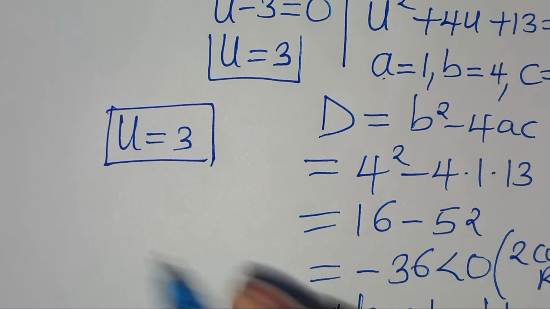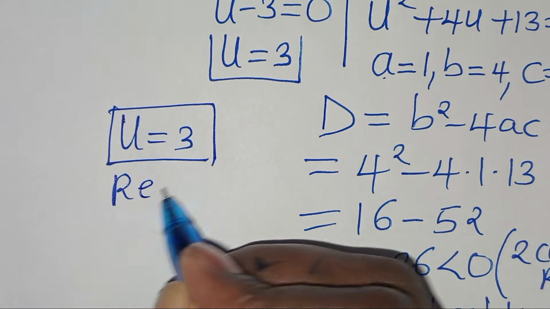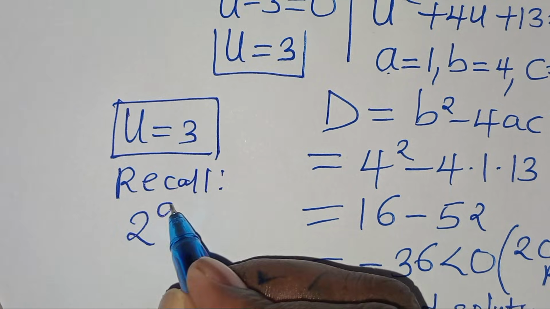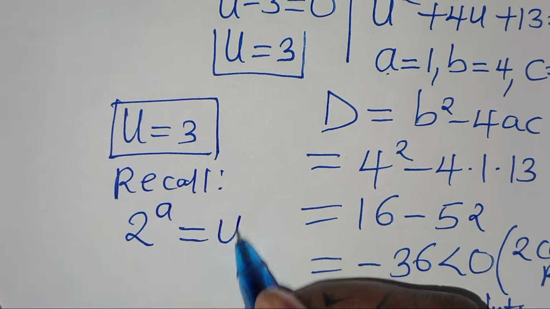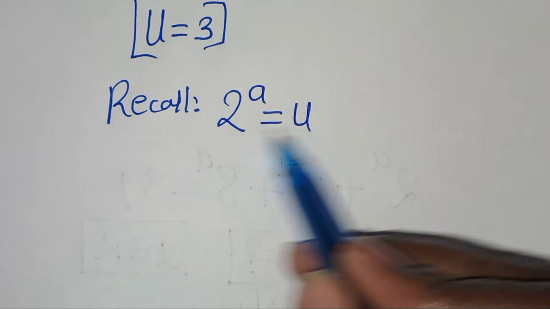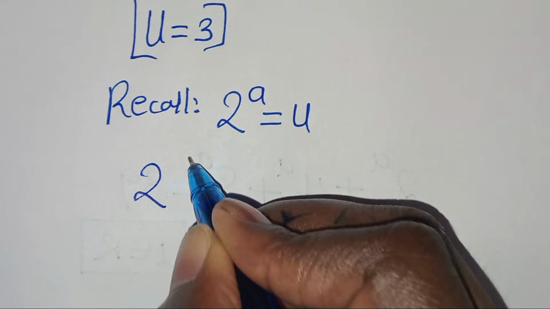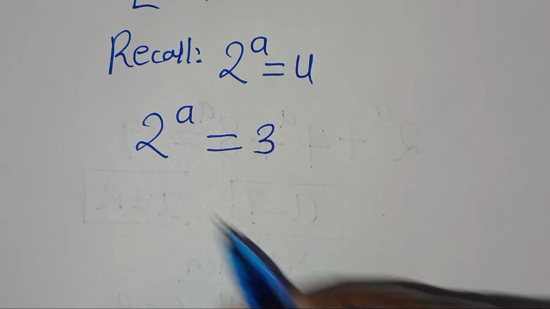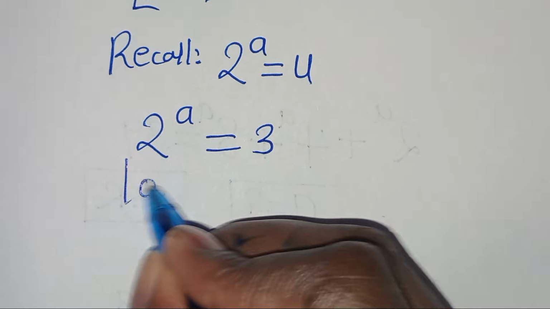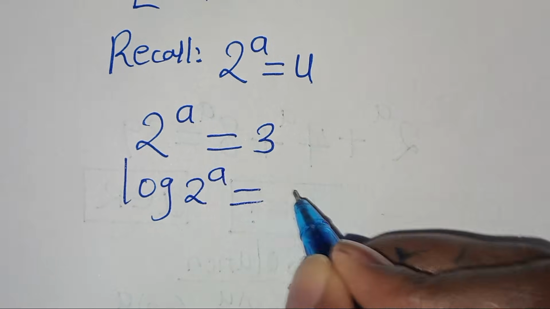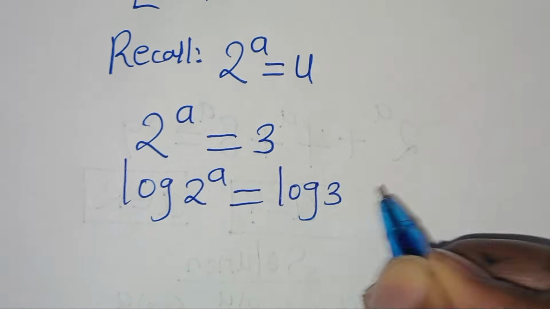Now, if you recall, we assume that let 2 to the power of a be equal to u. Alright? So let's substitute u, which is equal to 3 from here. So substituting u, which is equal to 3, we have 2 to the power of a equal to 3. To solve for a, let's introduce logarithm on both sides. We have log 2 to the power of a is equal to log 3.